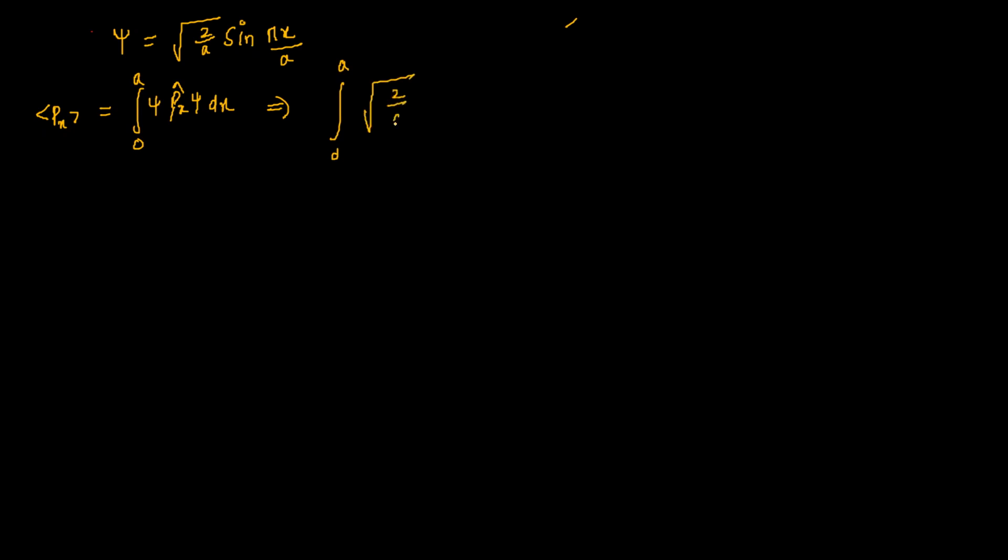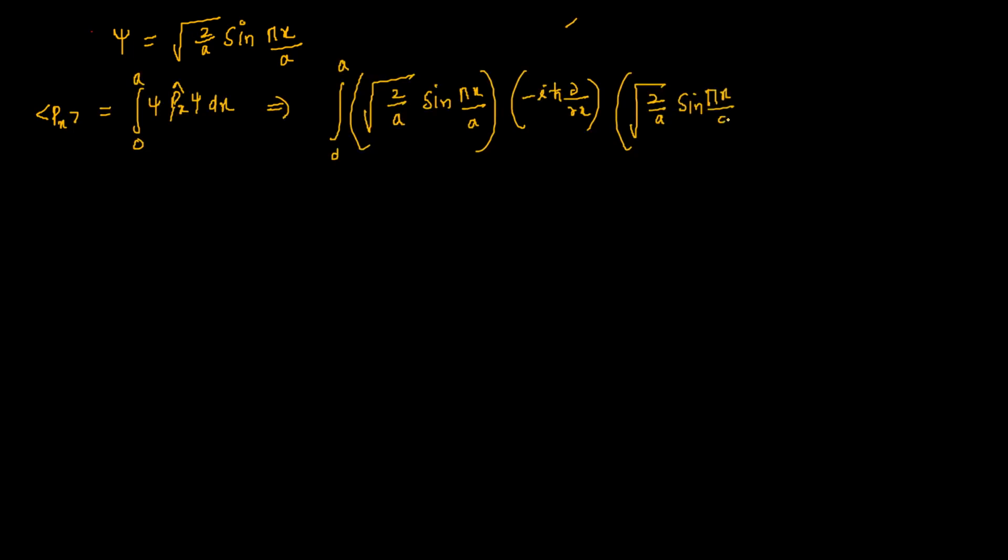So here we will substitute the expressions for every parameter. This is psi, and px we know is minus i h cross del by del x. Again, the wave function root 2 by a sine pi x over a. Okay, here we write dx. So students, here we have the differential operator. So first we need to differentiate this wave function.